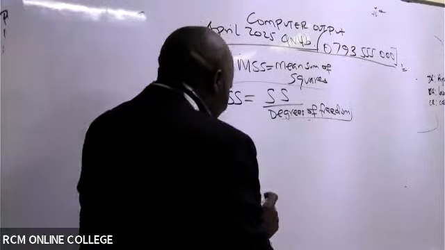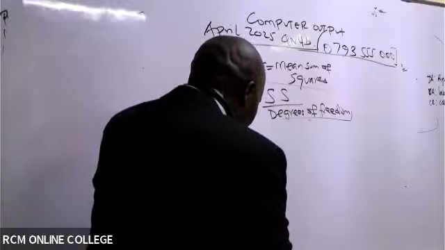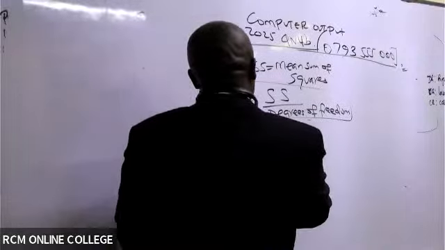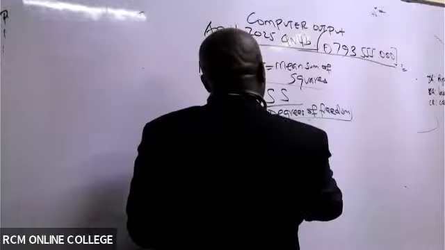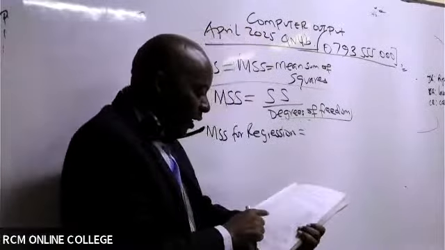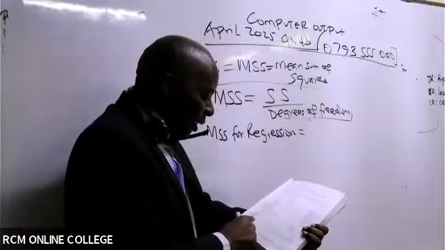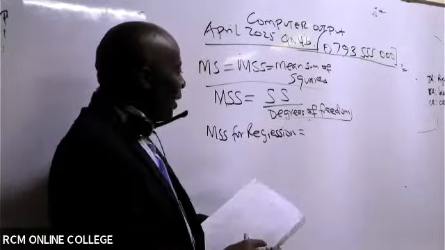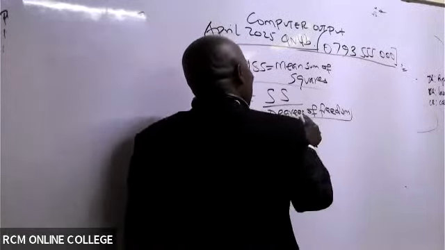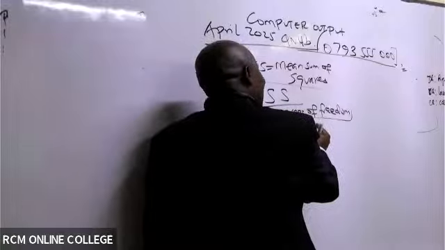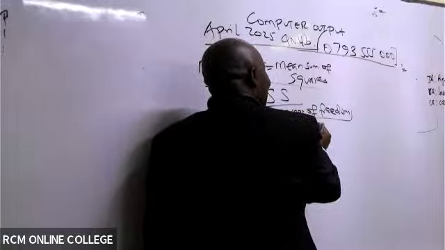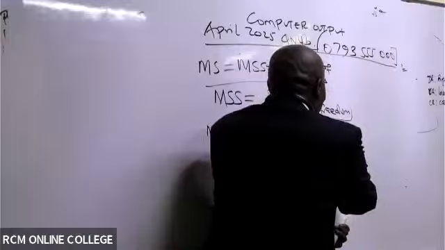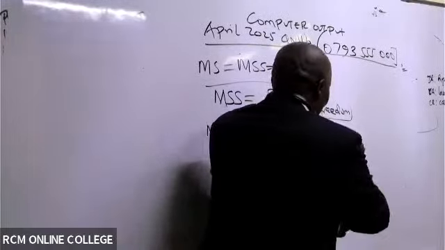Now, ladies and gentlemen, I want us to try something. I want us to calculate MSS for regression. You see, we have MSS for regression and MSS for residual. So for MSS for regression, can somebody give me what to substitute here? Is there somebody who is able to see the SS for regression? SS is sum of squares. SS for regression is how much? 34,613,020, isn't it?